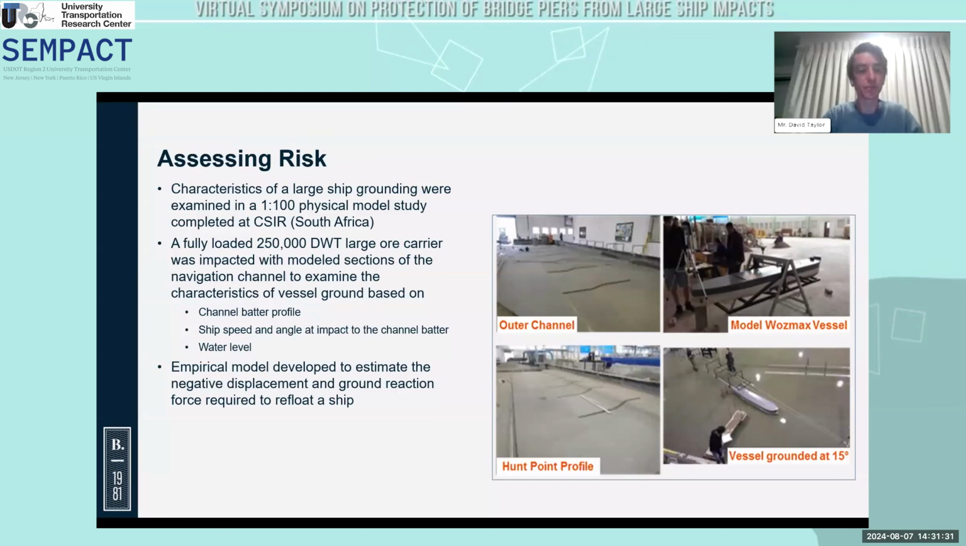the vessel grounded. So from this study, we were able to develop an empirical model that, based on the transit speed and the angle of collision for different sections of the channel, could estimate the negative displacement of the vessel, basically the negative draft that occurred at the bow, and the ground reaction force that would be required to refloat the vessel.